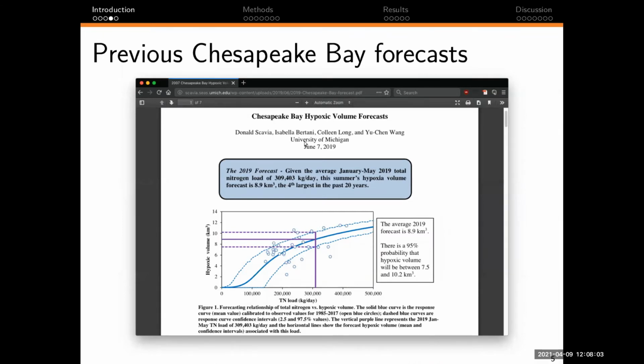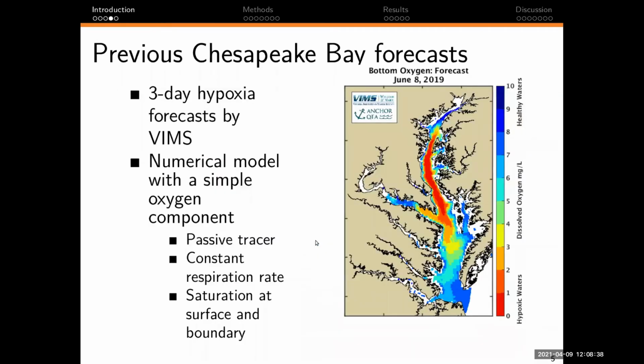So this is an example from a group from the University of Michigan who puts out a forecast every summer. Essentially they look at the spring nitrogen loading, using January to May nitrogen loading, and then use that to predict the hypoxic volume. So the overall integrated volume of water in the Bay that is below 2 milligrams per liter of oxygen. You can see this example from 2019. Based on relatively high nitrogen loading, they predicted relatively high hypoxic volume for the summer. So that was a 1 to 2 month ahead timescale and integrated over the whole Bay.